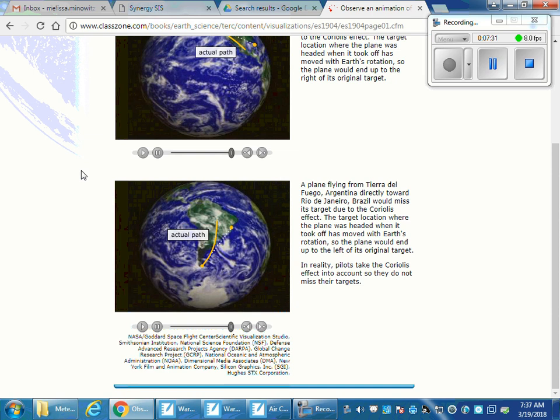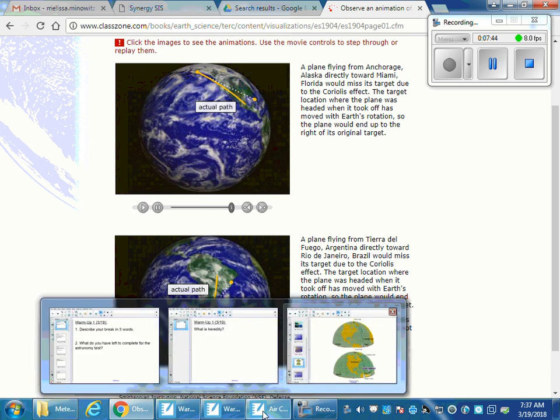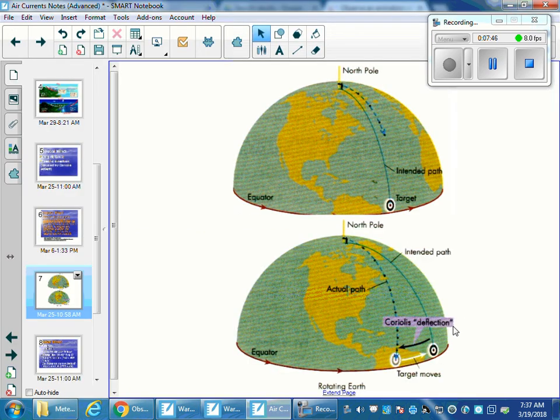This also, contrary to popular belief, does not impact how things go down the drain or how a toilet flushes in the northern and southern hemisphere. That's not related to this at all, even though sometimes people will tell you it is. Clear up that misconception. So we just get this deflection because the Earth is also rotating.